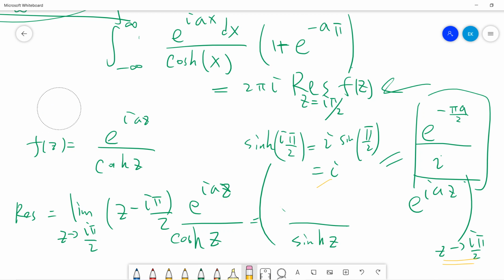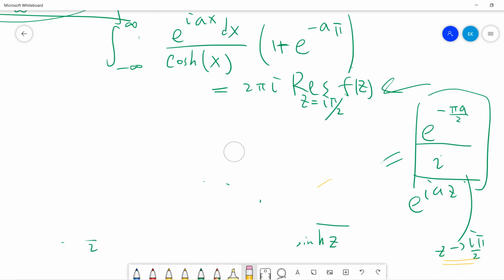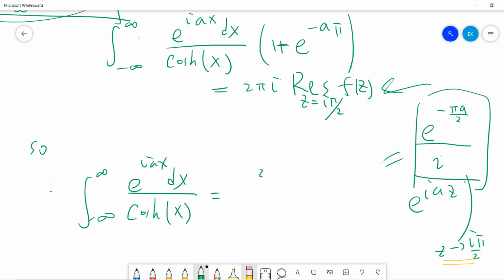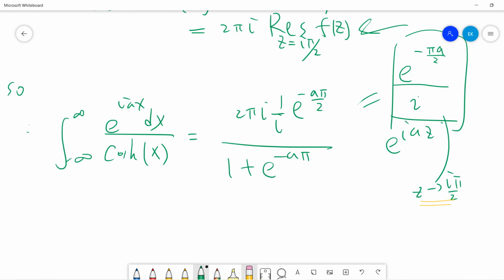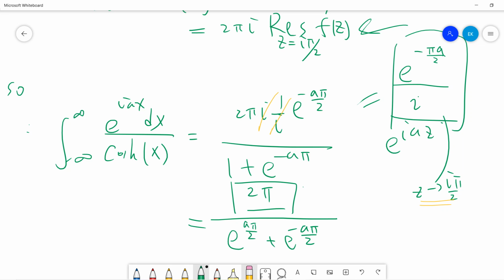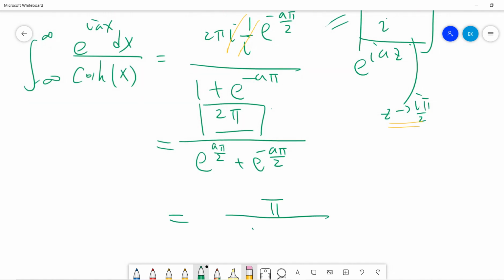Okay, so let's do the final calculation. Let's clean the table. So the integral of exponential iax dx over cosh x will be 2 pi i times the residue, which is 1 over i, exponential negative a pi divided by 2, divided by 1 plus exponential negative a pi. Difficult, right? So i cancels. So you get 2 pi in the numerator, divided by exponential a pi divided by 2 plus exponential negative a pi divided by 2, and then there's a half here. So this is pi divided by cosh of a pi divided by 2.